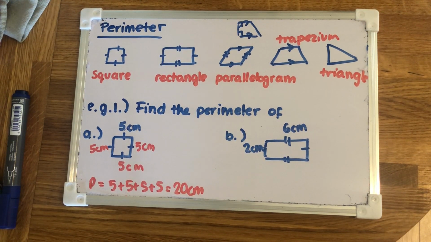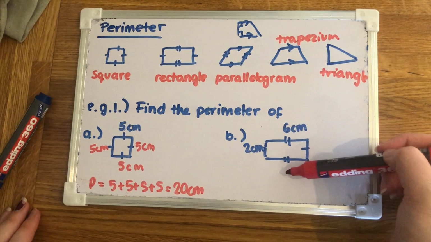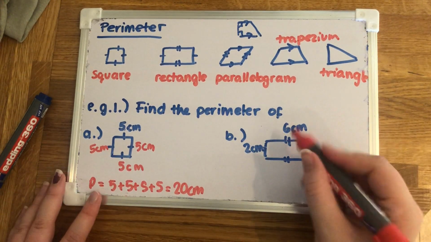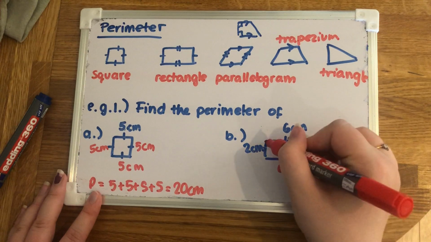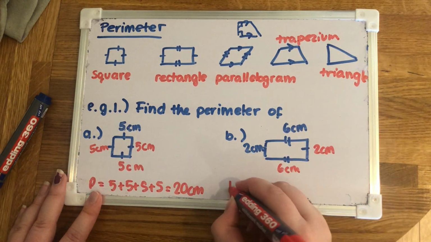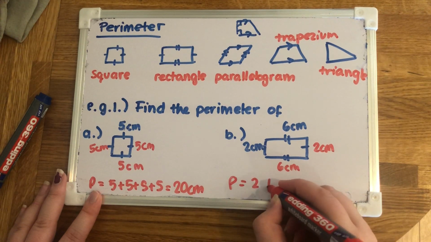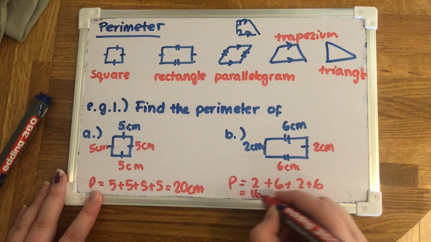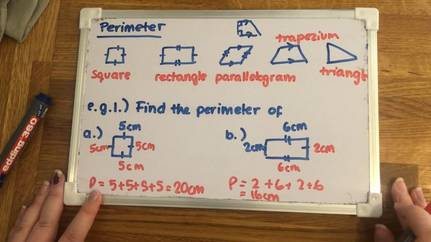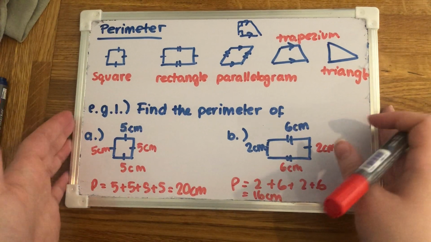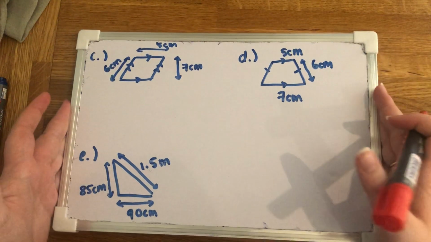Okay, so for the next one, rectangle, as I said, opposite sides are the same length. So if this is 6, then this one also needs to be 6. And again, this one's 2, so this one must also be 2. And we just add up all the sides again, so 2 plus 6 plus 2 plus 6, which is 16 centimetres. It's as easy as that. So I'm going to turn over, I've got a few more examples.